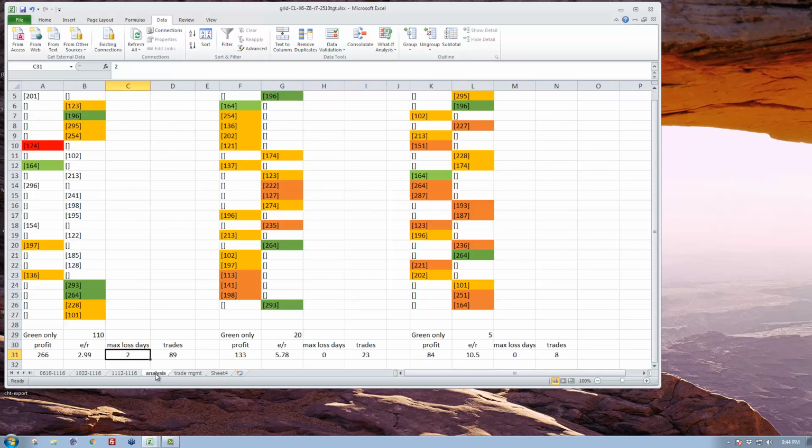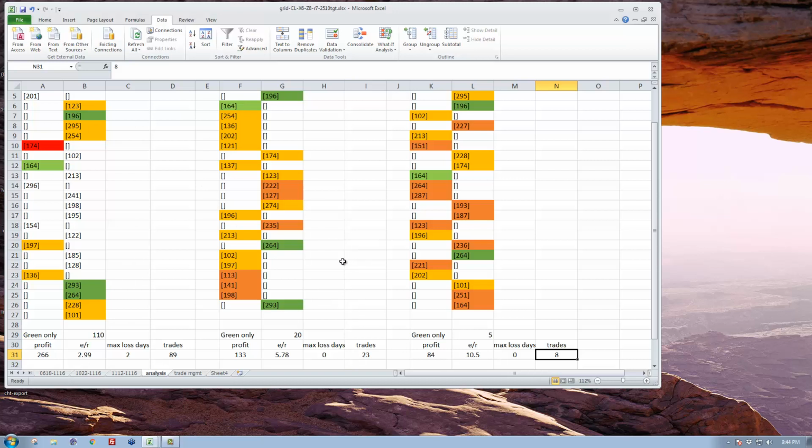So anyway, using just the green codes, this is the profit across 110 days. This is the profit across the last 4 weeks, 133, on 23 trades, no max loss days. It's easy to see that's about a trade a day, 23 versus 20 days. And then last week would have been 8 trades, no max loss days, profit of 84, or $840, using just the green codes.